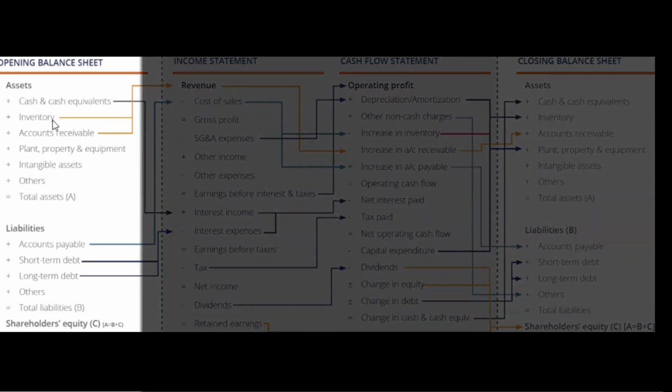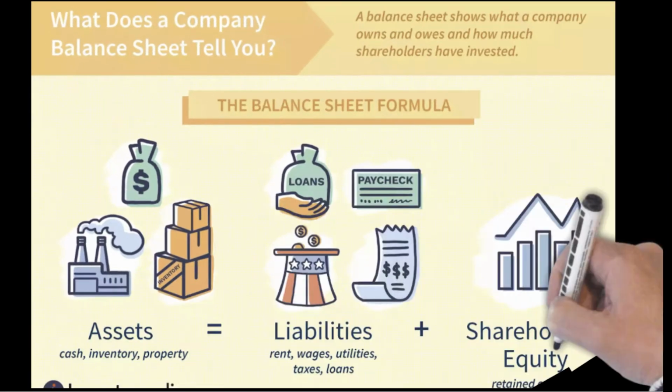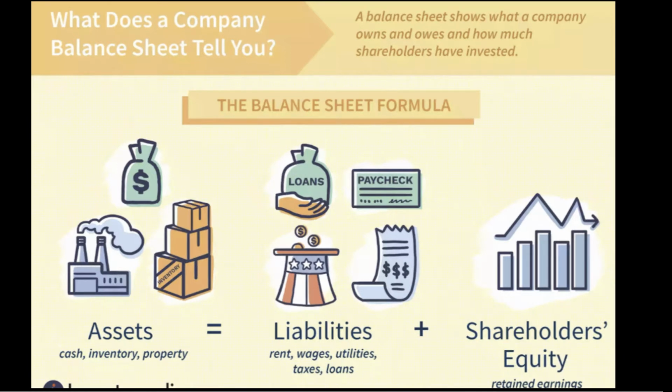We'll understand cash, inventory, accounts receivable, plant, property, and equipment, intangible assets, others, accounts payable, short-term and long-term debt, liabilities, and shareholders' equity. So what does a balance sheet tell us? What exactly does it tell us about a company? A balance sheet shows what a company owns and owes and how much shareholders have invested.